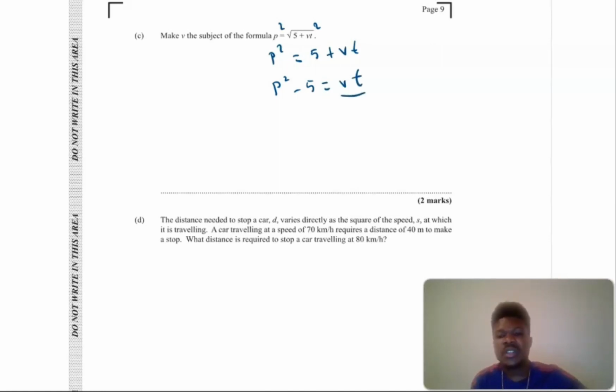Vt means v times t. The opposite of times is divide, so divide both sides by t. So now we're going to have p squared minus 5 over t is equal to v. So we now have v by itself. So we've solved it. And if you want, you can always switch and put v is equal to p squared minus 5 over t.